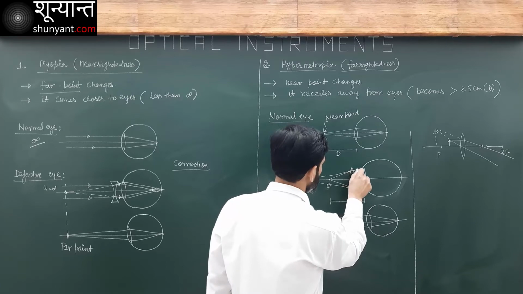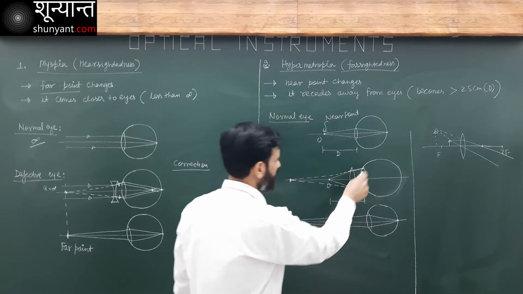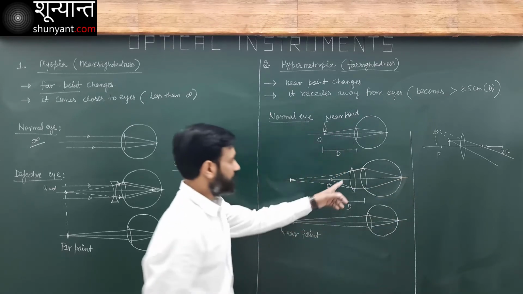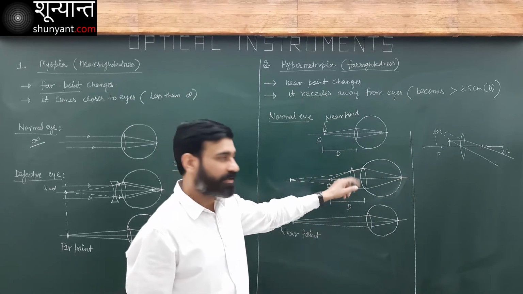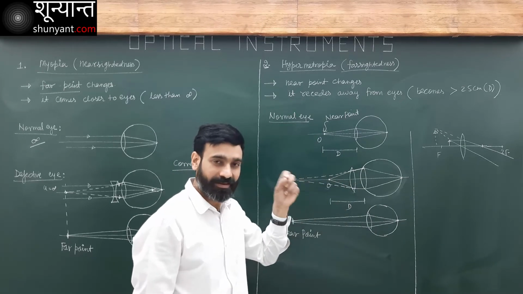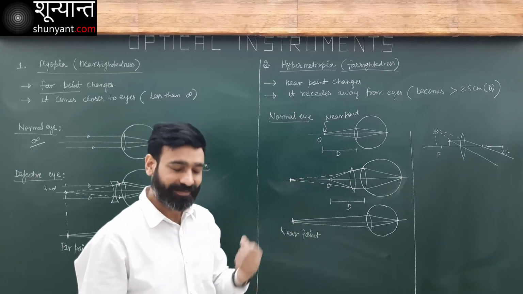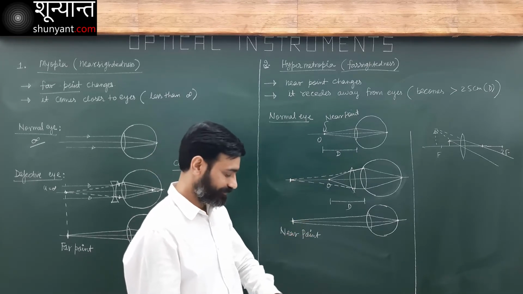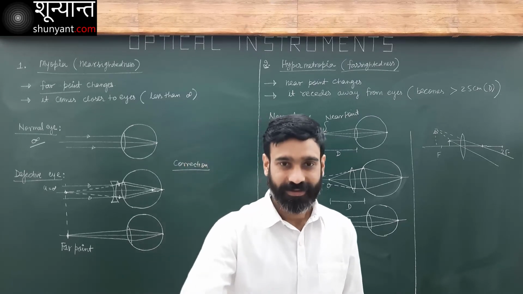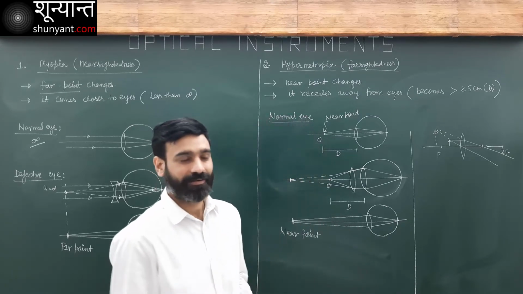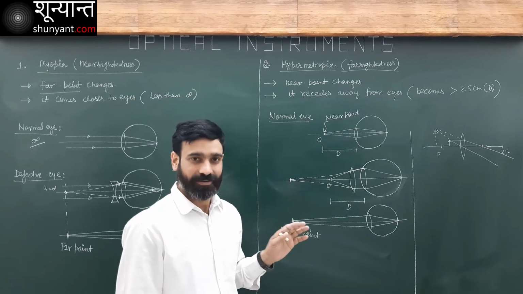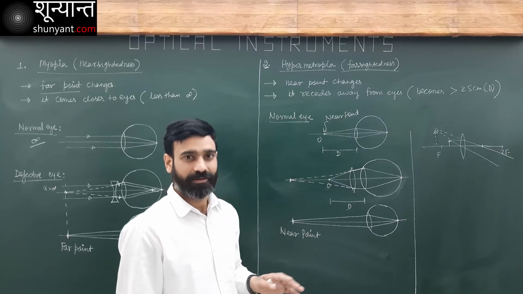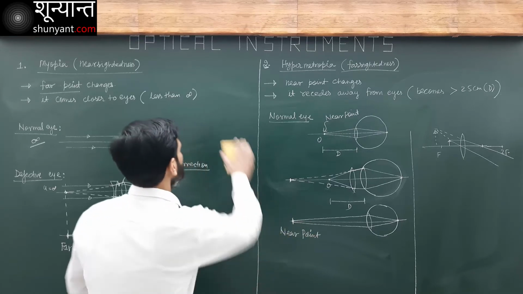To my eyes, these light rays will seem to be coming from here, which is my near point, and that I can see. So this is how we correct it, and this is just it. That's it. No further theory is required. Let's start doing the problems straight away.